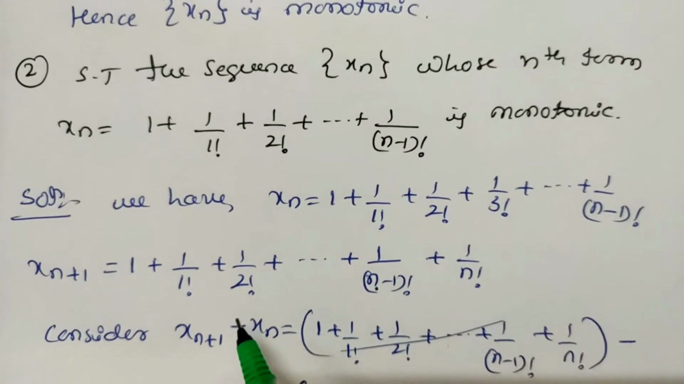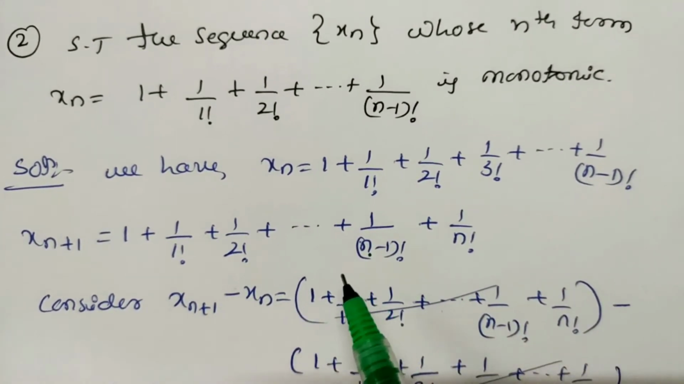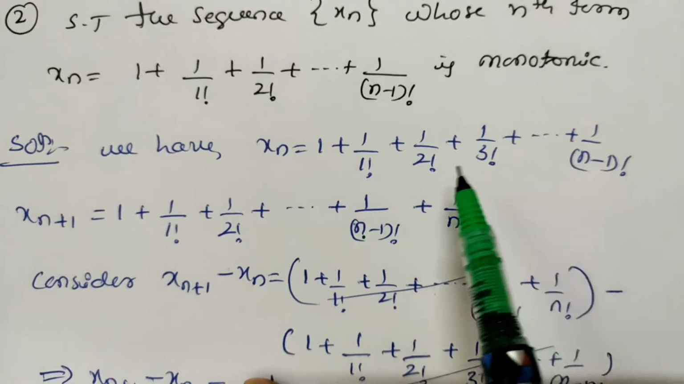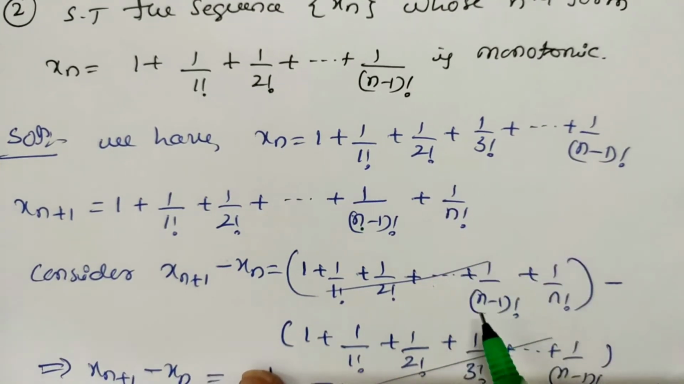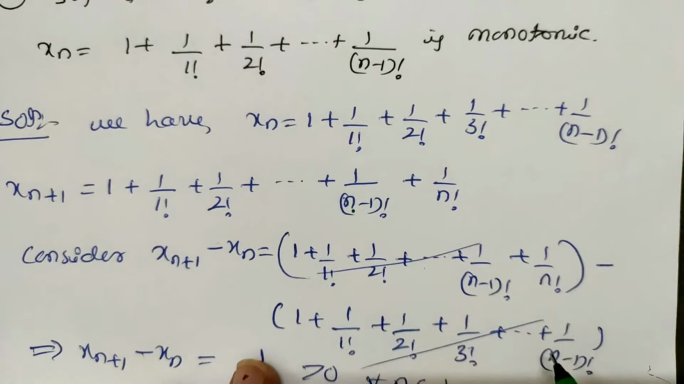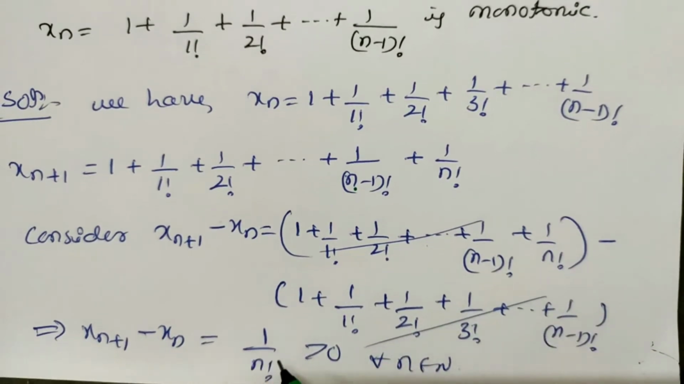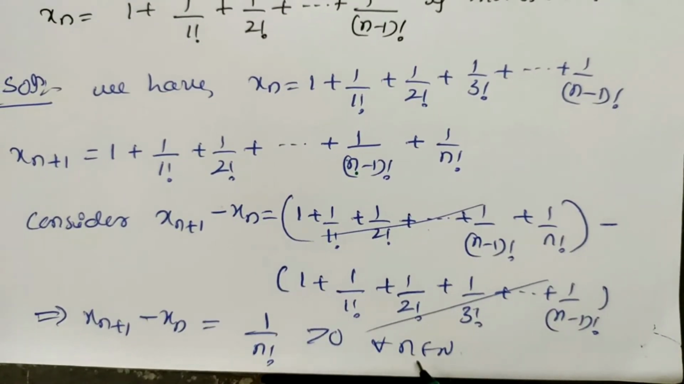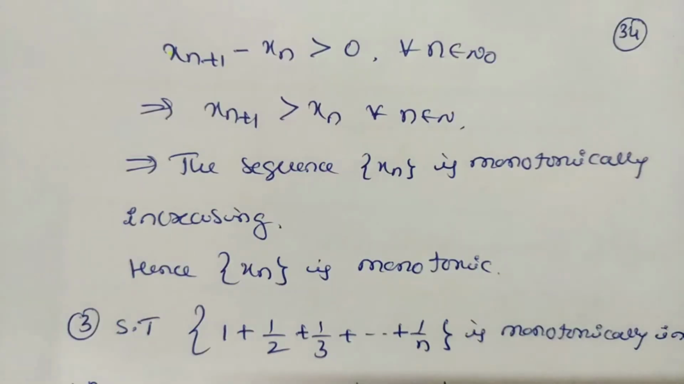Now find the difference of these two. Here xn plus 1 contains n plus 1 terms. You write all these terms minus xn. These terms are the same in both, therefore they get cancelled because one is plus and one is minus. So only 1 by n factorial remains. It is positive, because n is any natural number, and all natural numbers are positive. So this implies xn plus 1 minus xn is greater than 0.